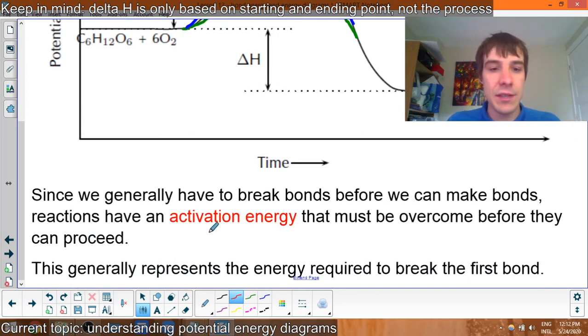Reactions have this activation energy. Sometimes the activation energy is very, very low, but it's usually present. And it's usually the energy required to break the first bond or weaken the first bond or something like that. There are certain types of reactions where you don't have to break a bond to make the first bond. You just have to overcome some electric repulsion. Classic example is certain types of substitution in organic chemistry. SN2 reaction, if you want to look it up.